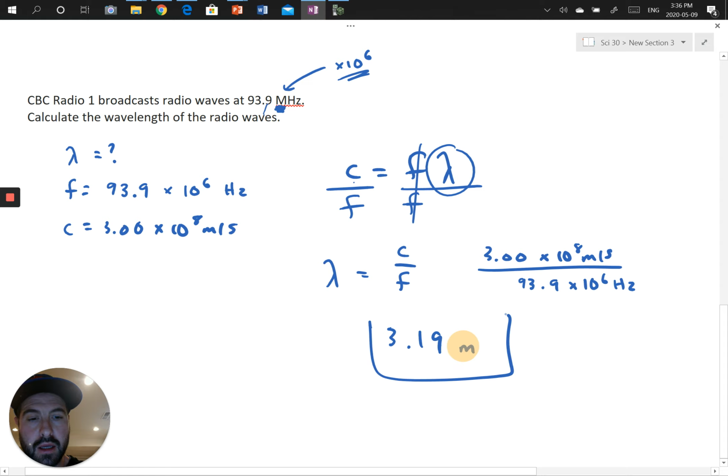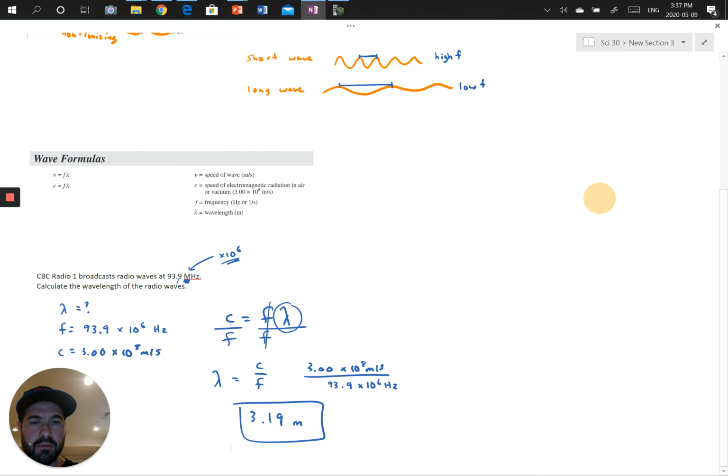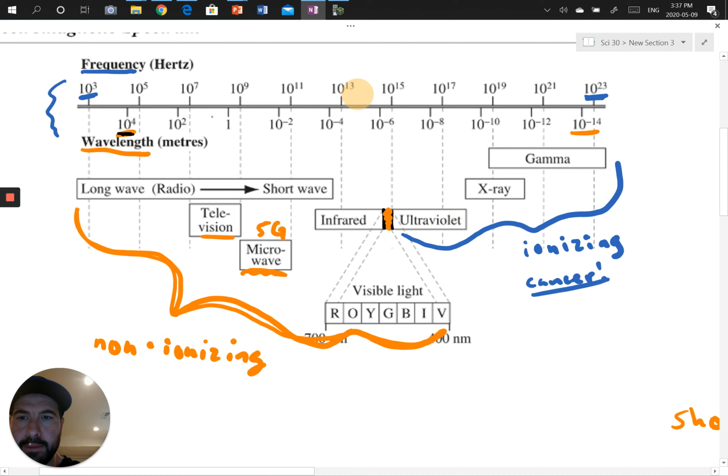And so that's a radio wave. Let's go back up and take a look here. 3.19 meters puts us somewhere in this area right here. This would be between 1 meter and 100 meters. Taking a look at that, it fits perfectly. Radio wave right here. Maybe a television wave, but that's one way to check your work.